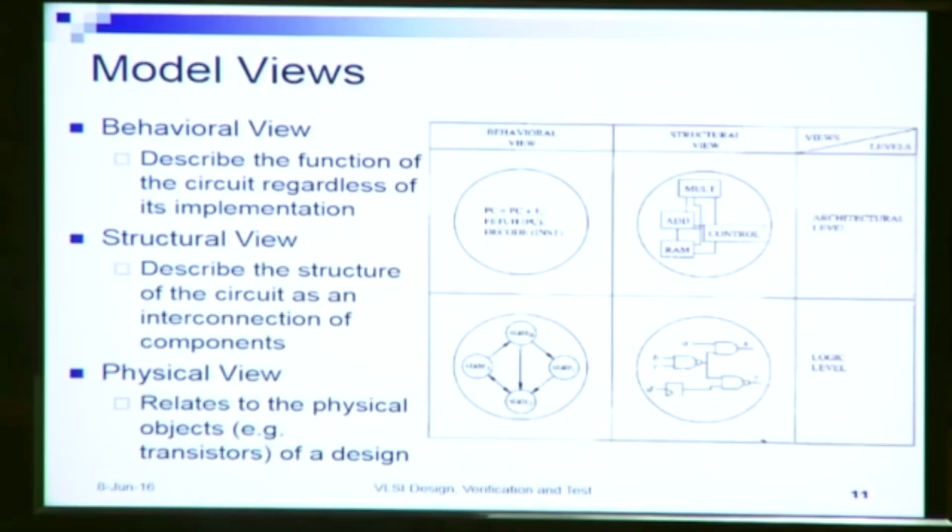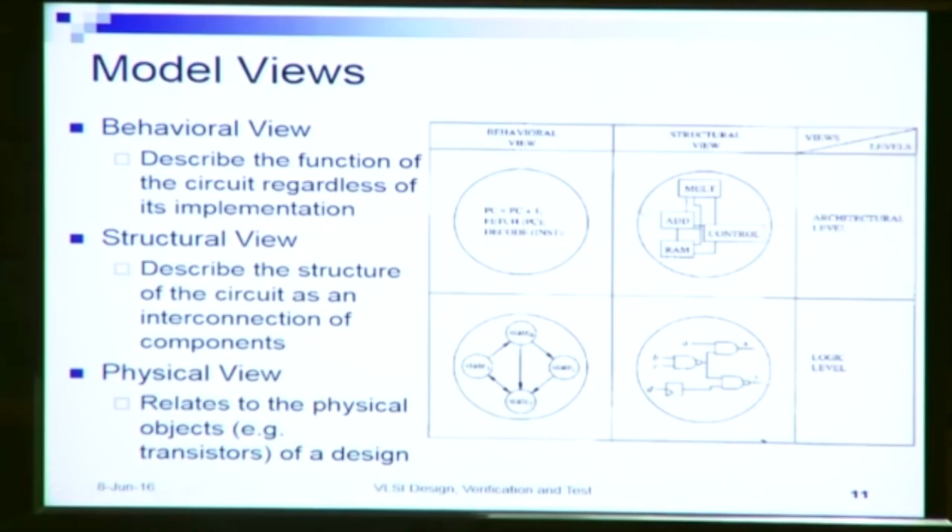Then we also said that at each level of design we also have views. We have abstraction levels and we also have views. First we have the behavioral view. As we have already said, it describes the function of the circuit regardless of what the implementation of the structure is. We also have the structural view. It describes the structure of the circuit as an interconnection of components. And there is a physical view that relates to the physical objects, for example transistors, of a design. As we said, at the architectural level and the logic level, we know very little about the exact physical transistors or the physical level design, and we don't have the physical view essentially. However, at the geometric physical level, the structure and the behavior coincide and we get a physical view.